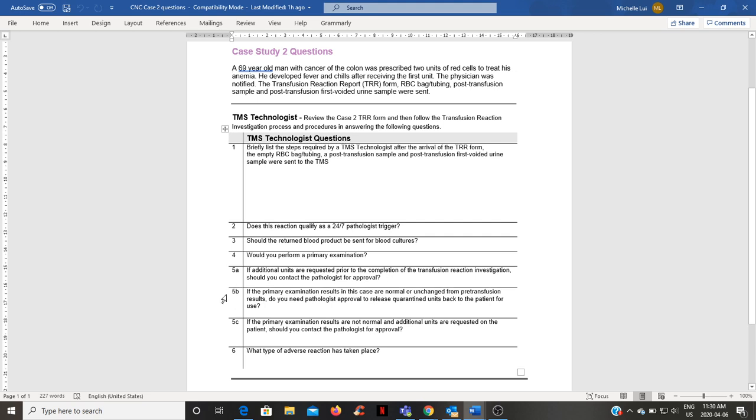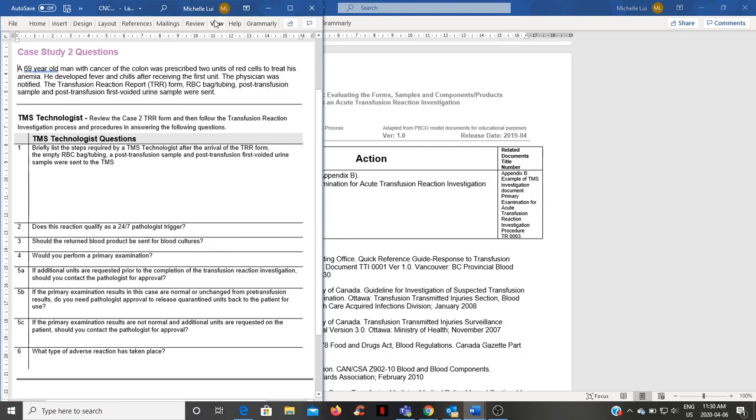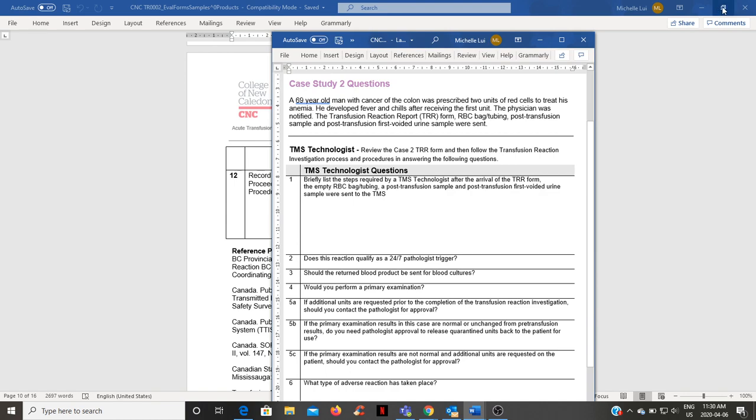Okay, 5B, if the primary examination in this case is normal or unchanged, do you need path approval to release the quarantined units? Well, let's see what we find in the primary exam. Okay, let's go back to that.